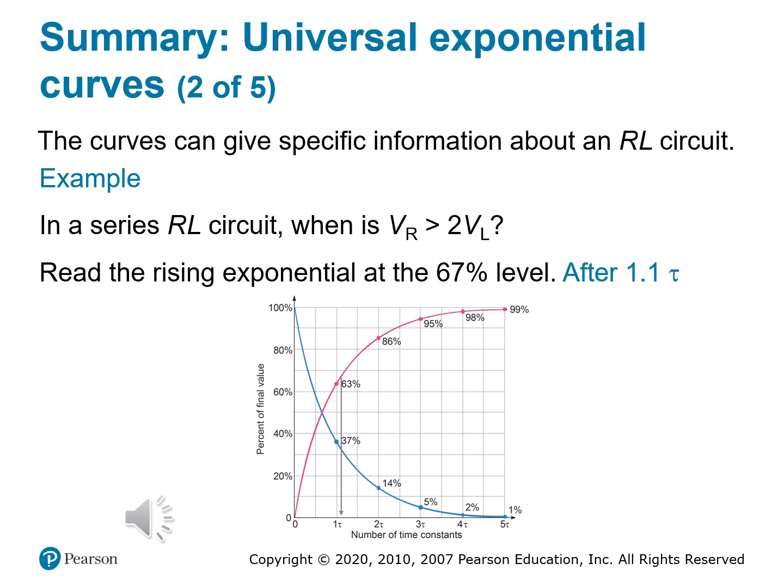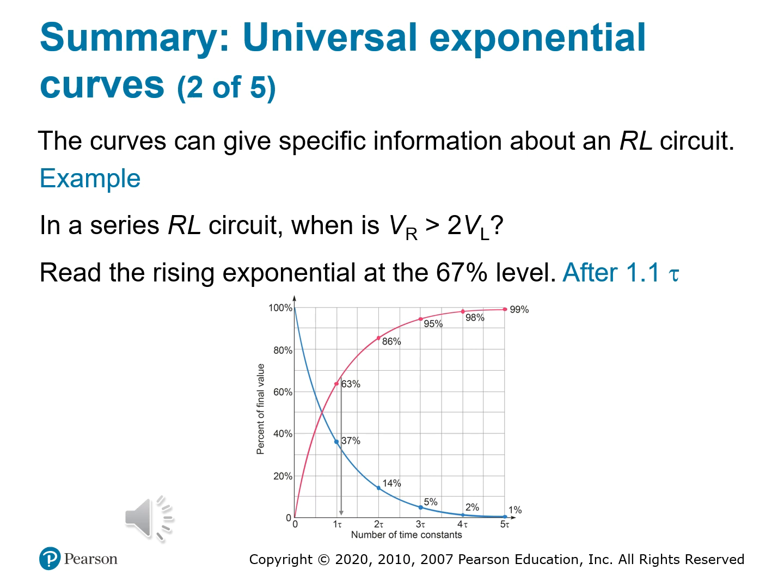All right, let's move on to reading the curve when one voltage overtakes another. Let's use what we've learned about exponential curves to extract real insight from a dynamic RL circuit. And here's the question. In a series RL circuit, when is V_R greater than 2 times V_L? In other words, how long does it take for the voltage across the resistor to significantly overtake the voltage across the inductor?